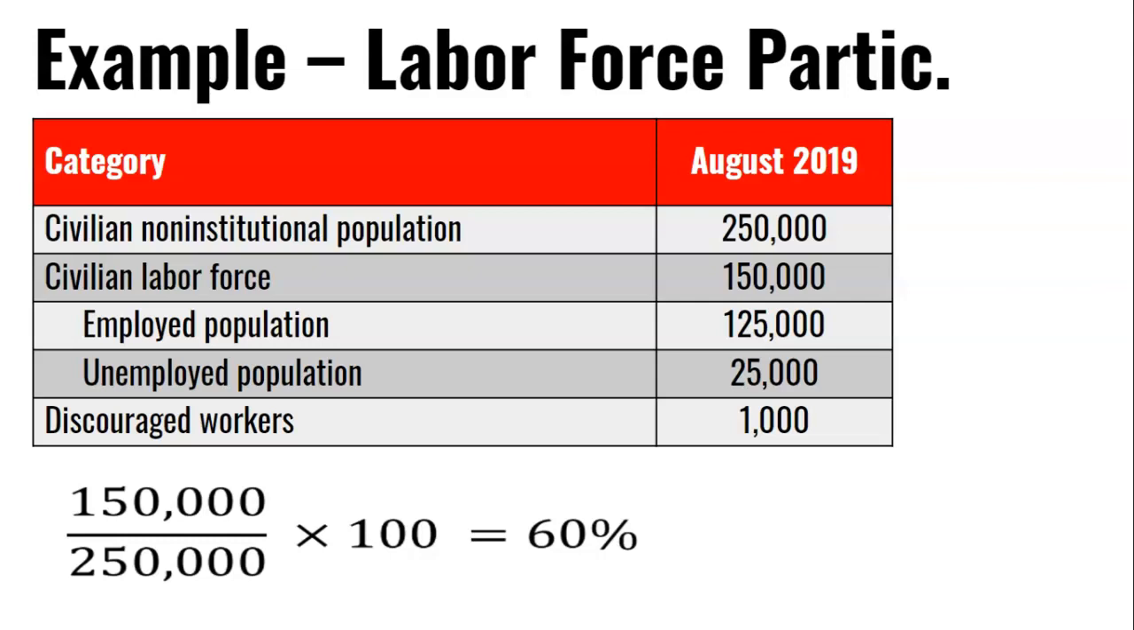So if we're looking for labor force participation, we'll take the civilian labor force, the employed plus unemployed, add them together. We get 150,000 people who are actively participating, and divide it by the overall population, which is 250,000. So in this case, we would see that about 60% of all of those people who are potentially participating in the labor force are actually choosing to do so.